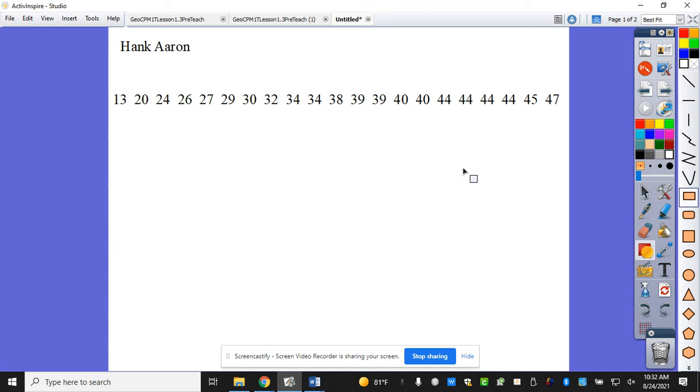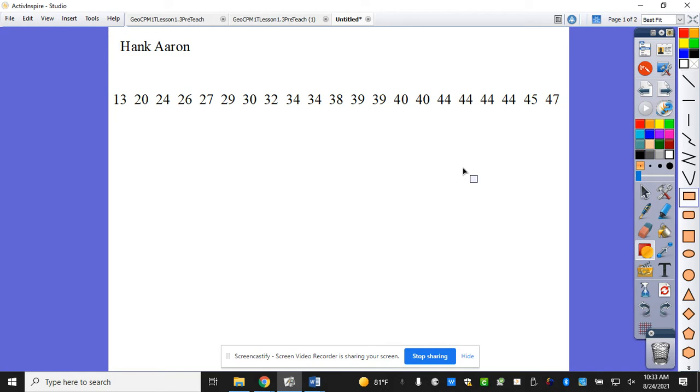So homework, going over Hank Aaron, all the way up through making a box plot. So what do I need to know about those numbers? Where do I start? What do I need to know about those to be able to do my first thing? How many of them are there? 21. They're already in order for us.